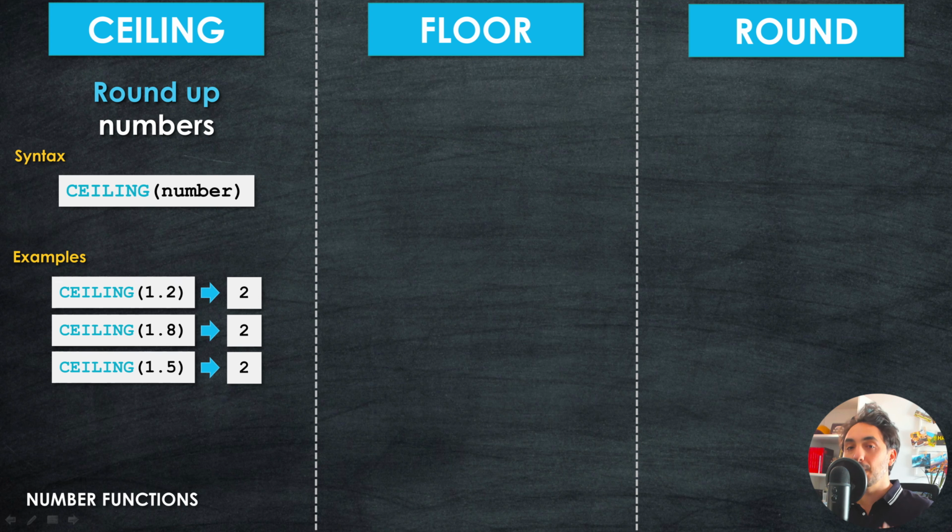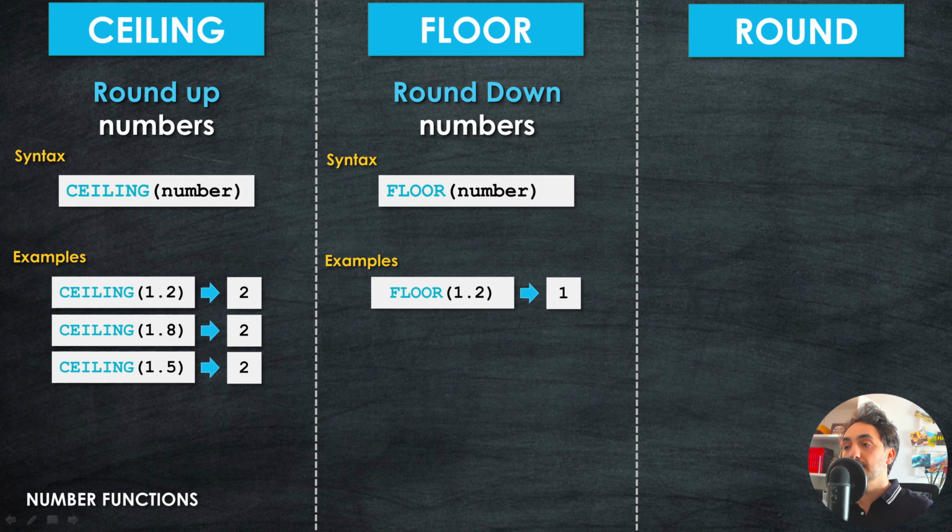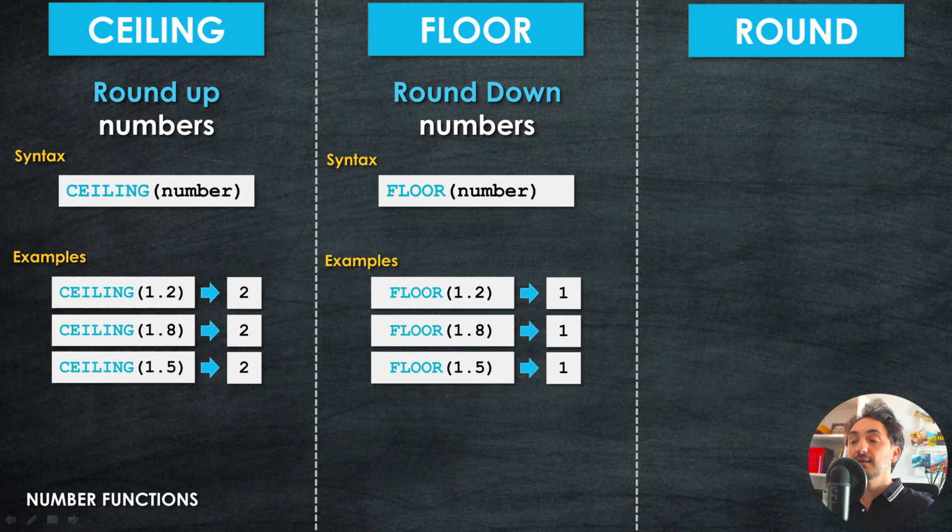It's gonna be exactly the opposite. So the floor is gonna round down the numbers to a lower value. The syntax here is floor, it accepts only one number as well. The examples are: floor 1.2 is gonna be 1, 1.8 is gonna be 1, and 1.5 is gonna be 1 as well. We are always going to the lower number. Now let's go to the last one.